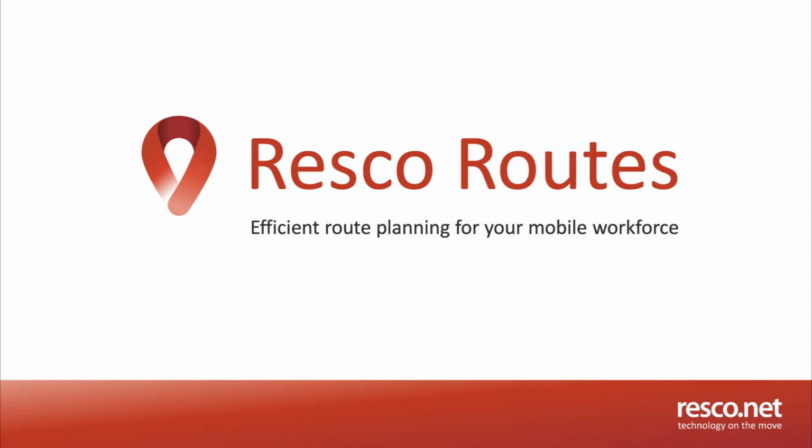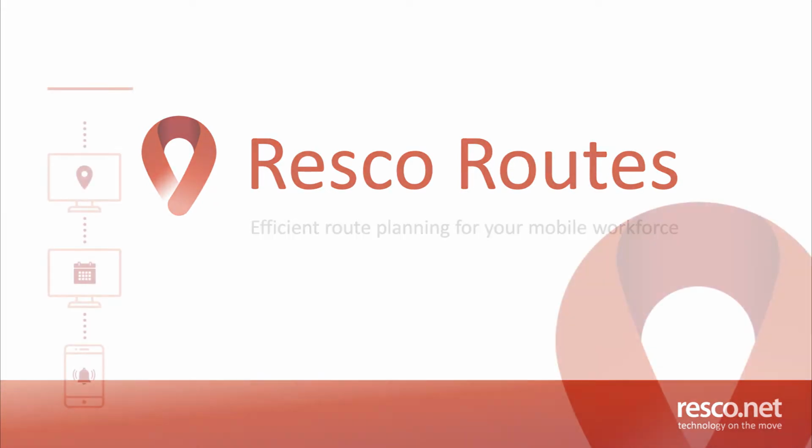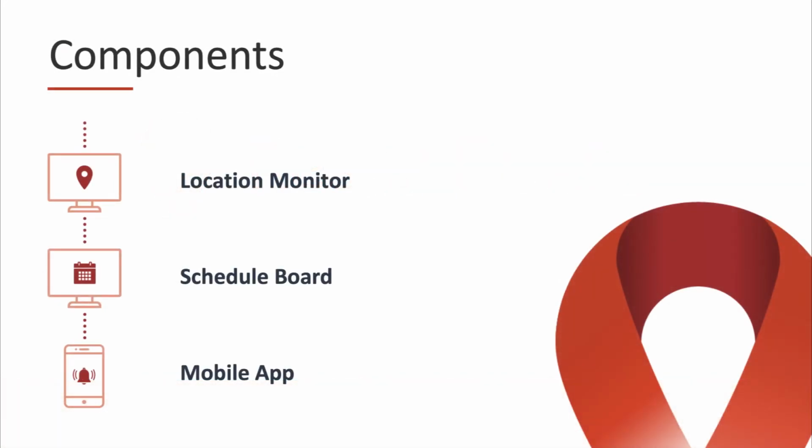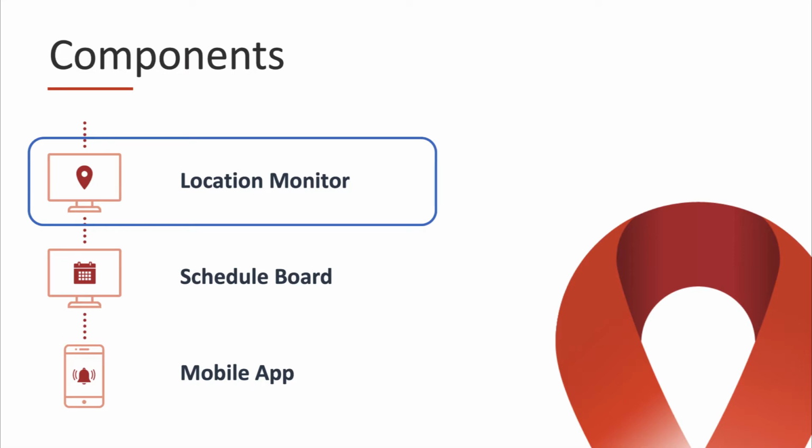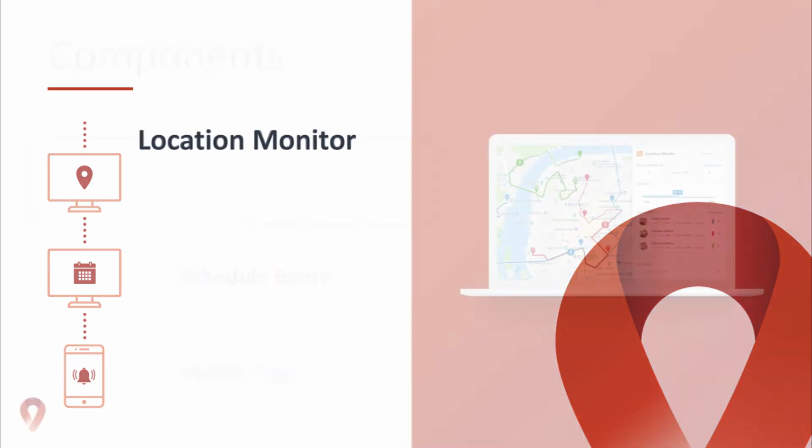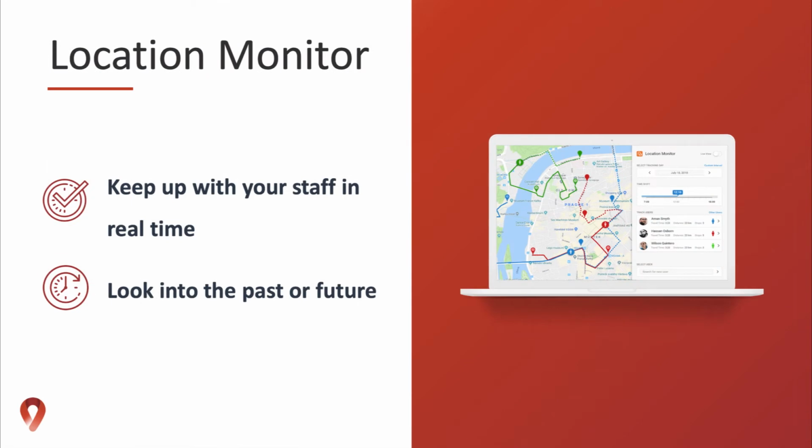Today, I'd like to share the latest updates about our newest product, Resco Routes. Resco Routes consists of three main components: location monitor, schedule board, and a mobile app. I'd like to focus on the location monitor, which is a tool that allows you to see all your mobile workers and gives you an overview of what's happening in the field. So let's have a look what's new.